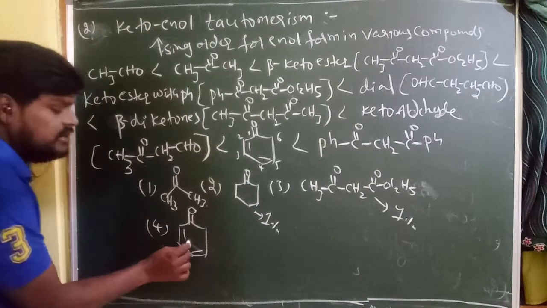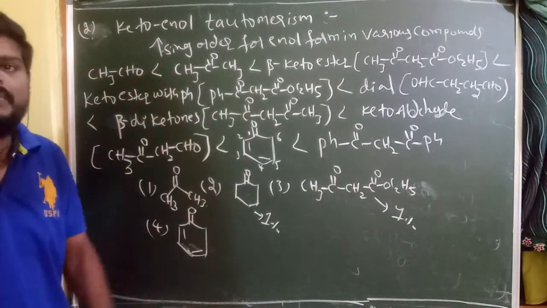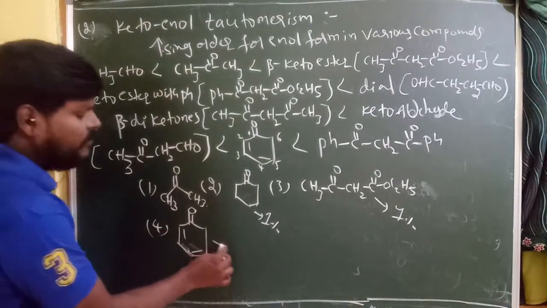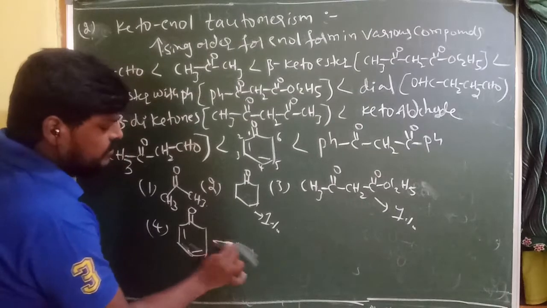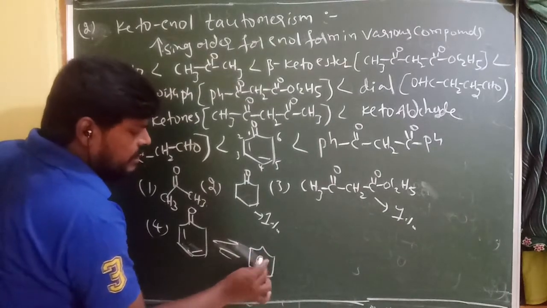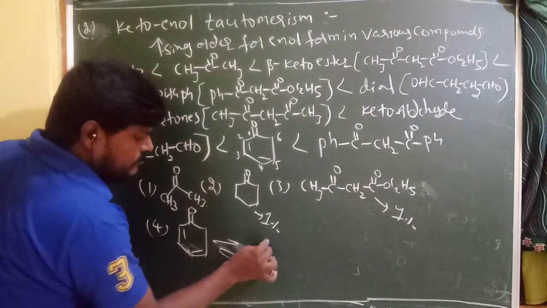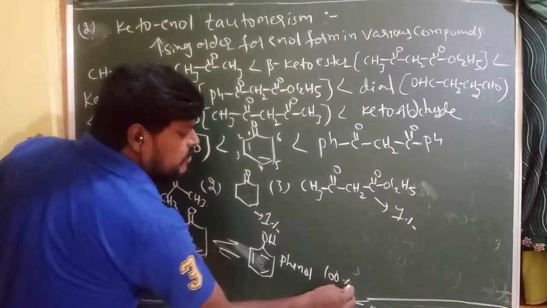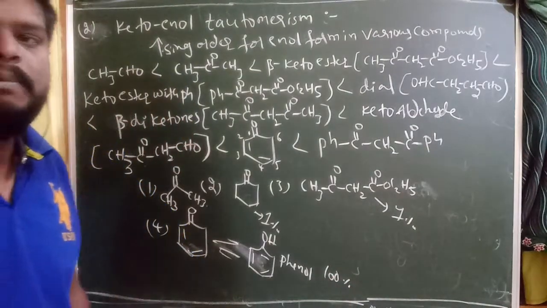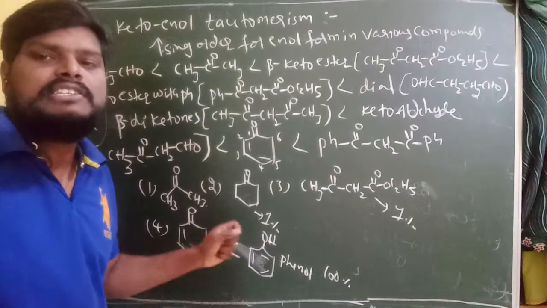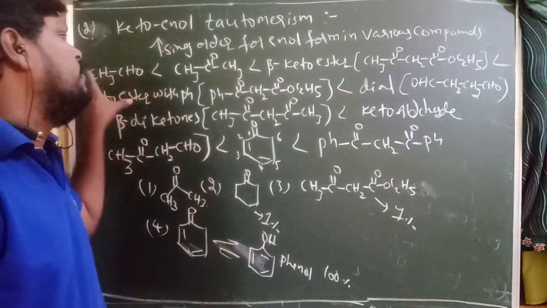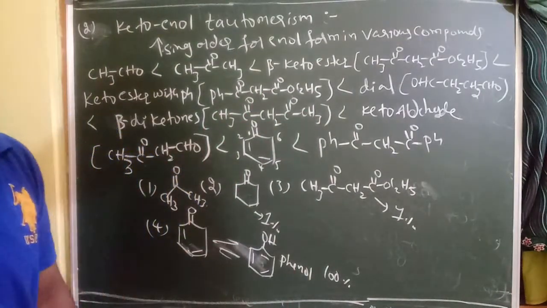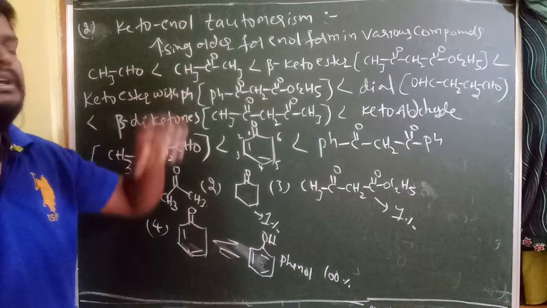But this one, we already used as an example to understand keto enol tautomerism. This is cyclohexa-2,4-dien-1-one. It is giving 100% enol form, that is phenol. 100% phenol form is possible. So they will ask these types of questions in exams based on this increasing order of enol form in various compounds. So I want all of you to understand this for keto enol tautomerism.